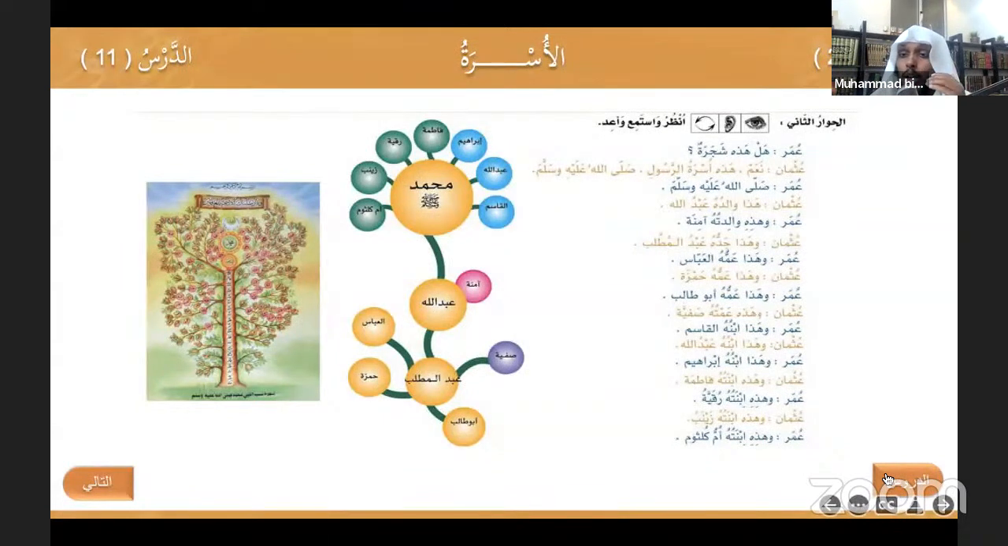So the first dialogue is about introducing your own family. Now you're introducing someone else's family. Imagine you meet an Arabic speaker and you talk about your family, هذا ابني وهذا ابنتي, whatever. And then he asks you, من هذا? Maybe you have your brother's family as well. Then you say, this is my brother, هذا أخي, Yusuf.